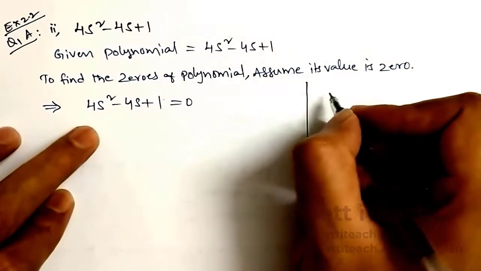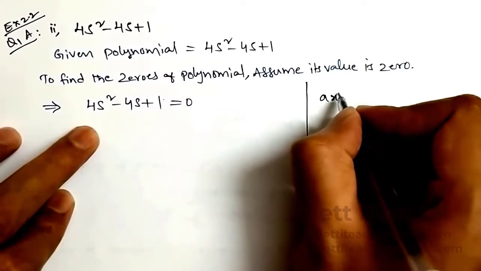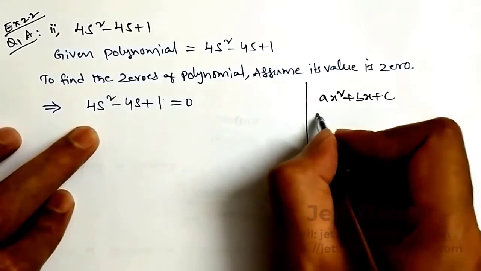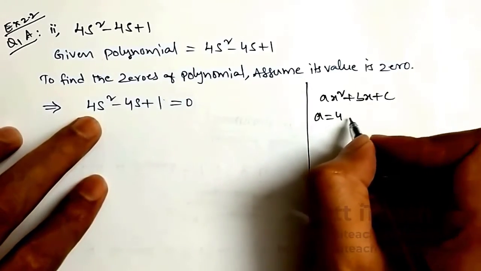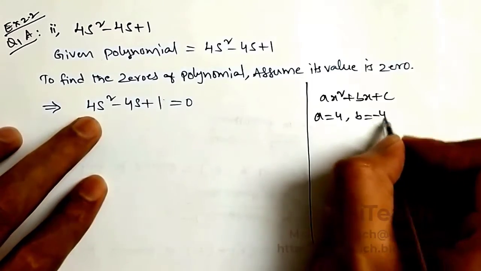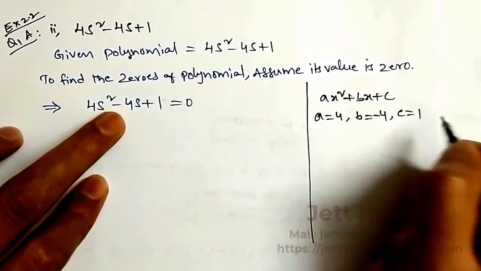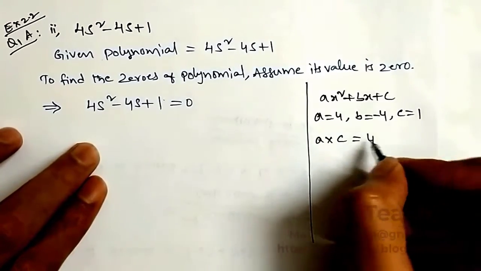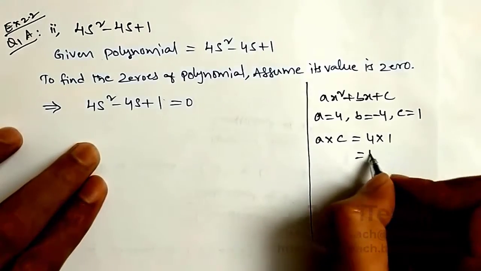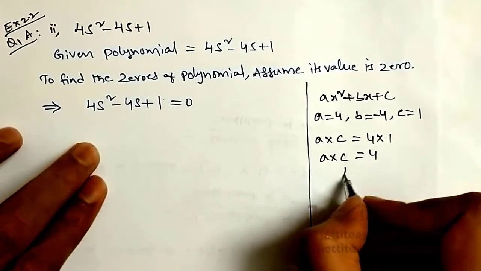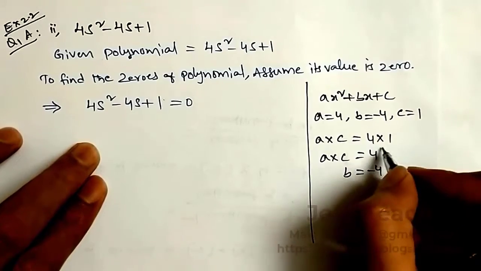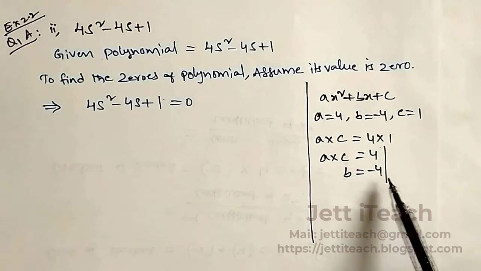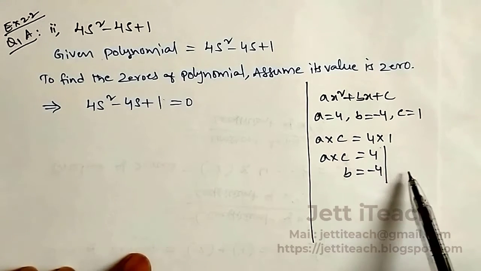Okay, first the general equation. I am writing the general equation ax square plus bx plus c. So a means 4, b means minus 4, c is 1. Now a into c equal to 4 into 1 equal to 4. A into c is 4, and b equal to minus 4. Okay, I need to write 4 and minus 4 in the form of two integers.